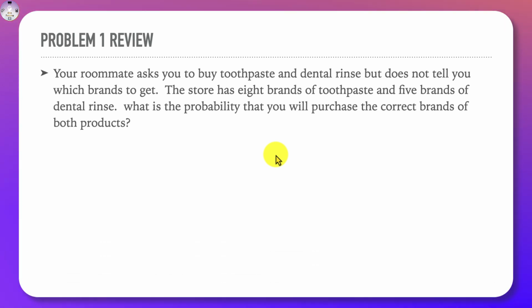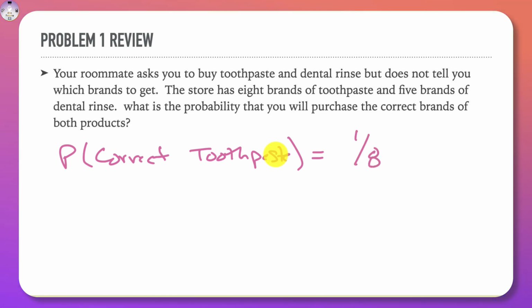So if you go to the store and you're selecting one brand of toothpaste and one brand of dental rinse, and you have to get it correct, and your roommate only likes one brand of toothpaste and one brand of dental rinse, then your probability of getting the correct toothpaste is 1 out of 8. So there's one correct choice, and there's 8 choices that the particular store sells. Okay?